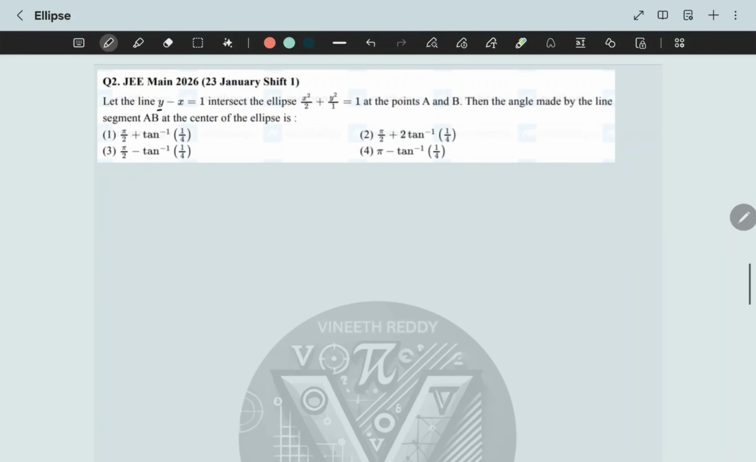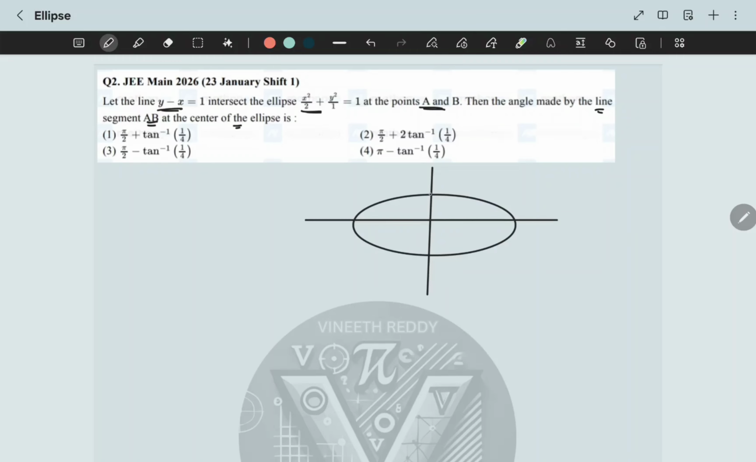Next question says, let the line intersect the ellipse at the points A and B, then the angle made by the line AB at the center of the ellipse. Okay, at the center of the ellipse. Again, this is a horizontal ellipse, dear students. If you see the coordinates of the minor axis, it should be (0, 1) and (0, -1).